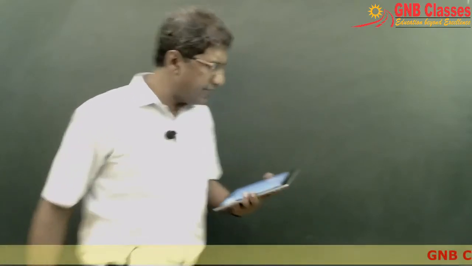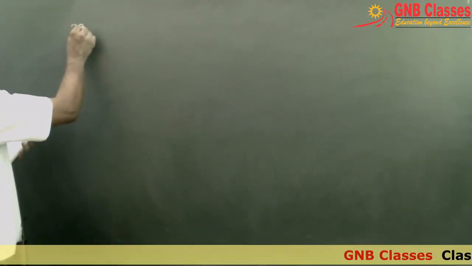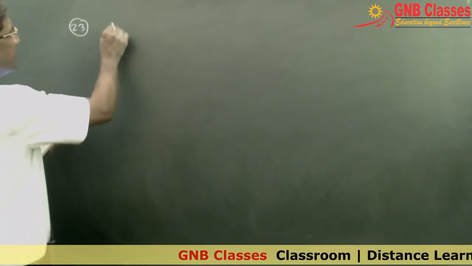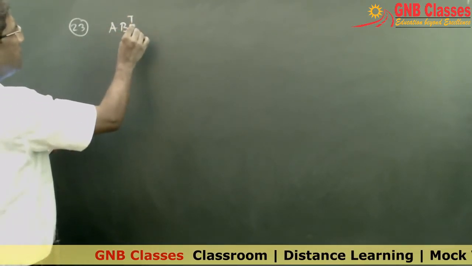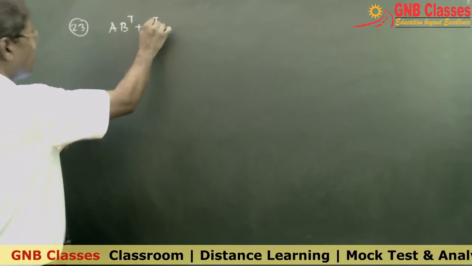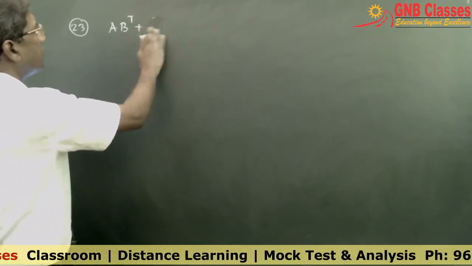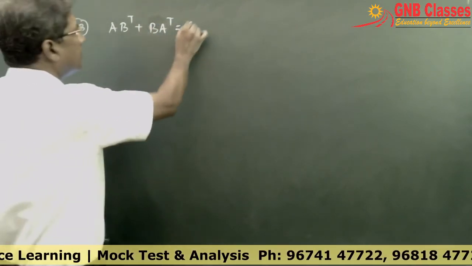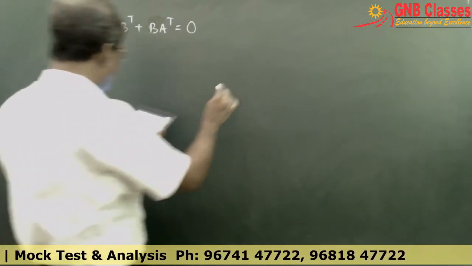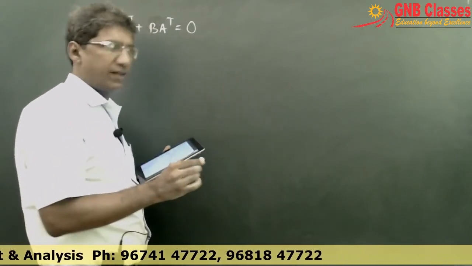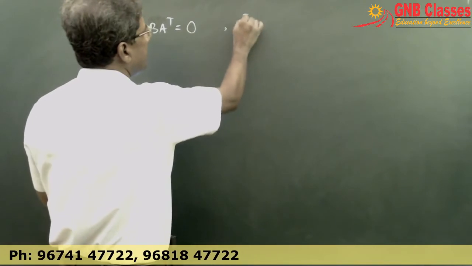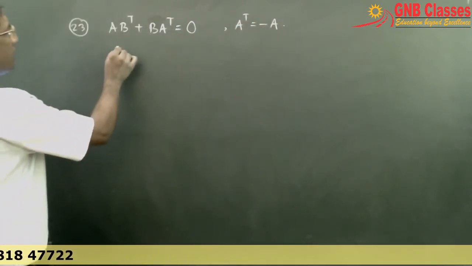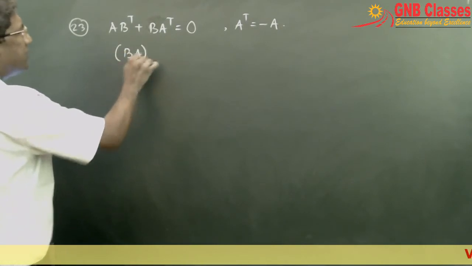In question number 23, they have given A and B are two matrices such that A B transpose plus B A transpose is a null matrix, and they have given you A is a skew symmetric matrix. That is, A transpose is nothing but minus A. Now we have to check your matrix BA.